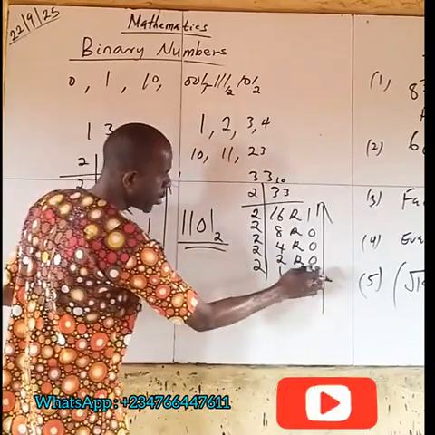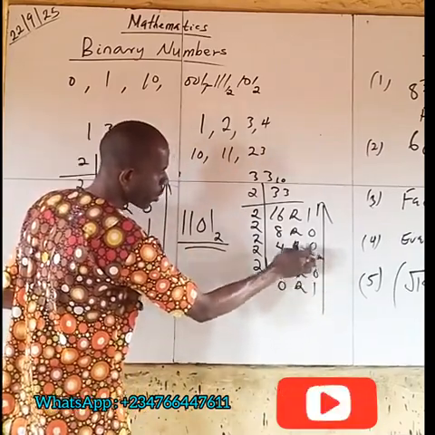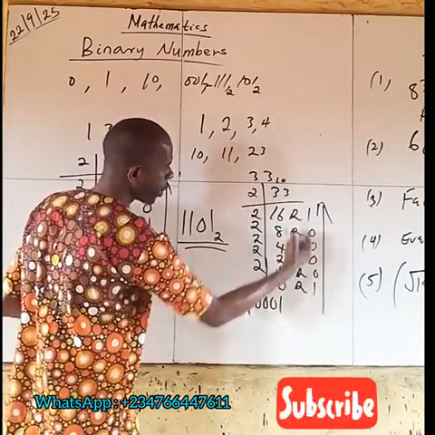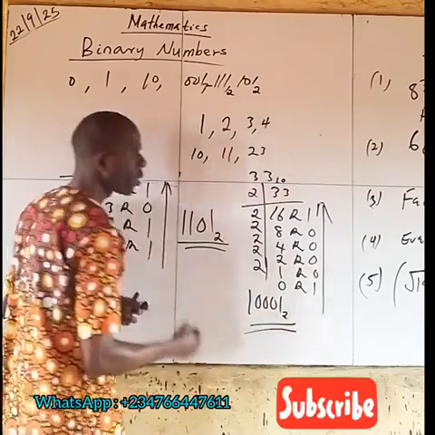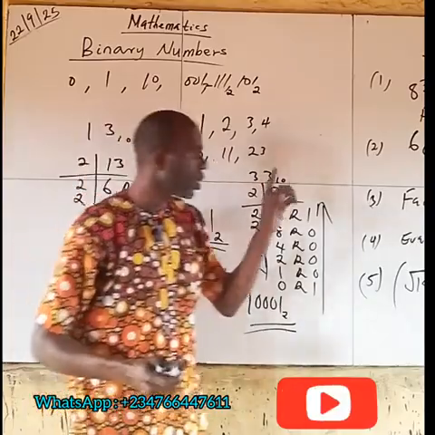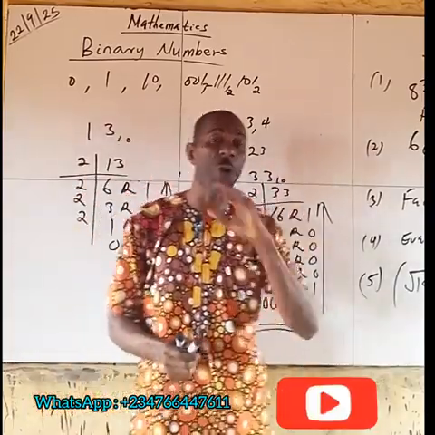Now let us write the answer upward. We have 1, 0, 0. How many zeros do we have? 1, 2, 3, 4. Which means 1, 0, 0, 0, 0, 1, base 2. This is how we convert. And remember, these base 10 numbers are whole numbers.